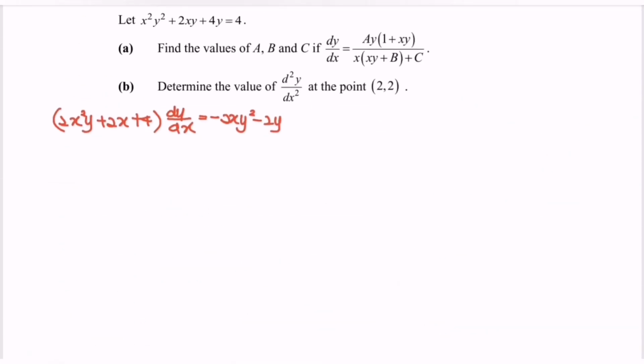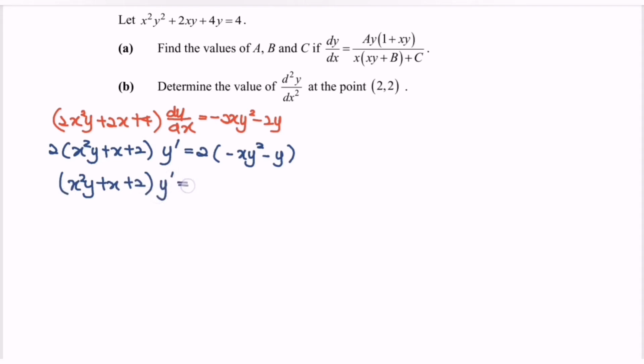Now we are going to discuss part b. Determine the value of the second derivative at the point with coordinates 2, 2. So before we continue our discussion, I'm going to factor or simplify the situation. So we have to factor out the 2. So we have x squared y plus x plus 2 first derivative equals, we are going to factor out the 2, so we will have 2 bracket negative xy squared minus y. So if we simplify, we will have x squared y plus x plus 2 bracket y prime equals negative xy squared minus y.